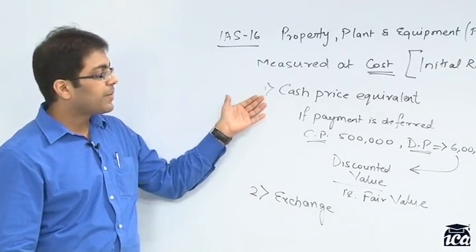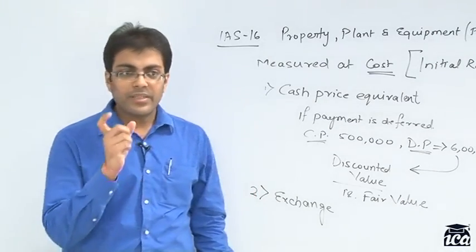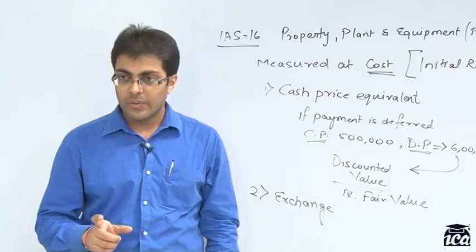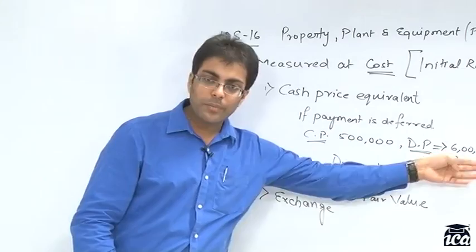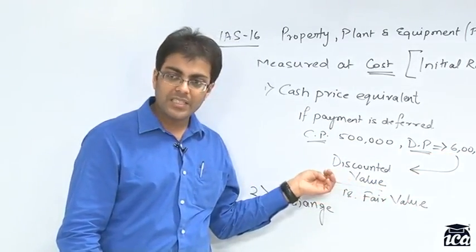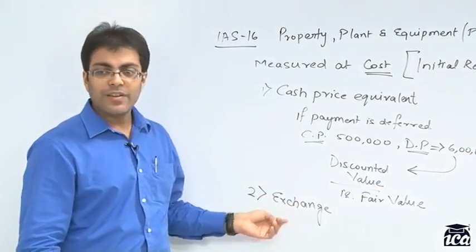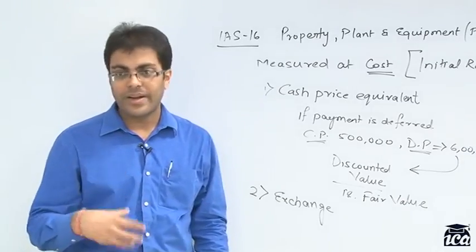We've talked about cash price equivalence, that is, remember that we have to record the cost at its fair value. Okay? So if the payment is deferred, the discounted value of the total payment will be recorded as the cost of the asset. And in case of an exchange of asset, it is the fair value of the asset acquired.